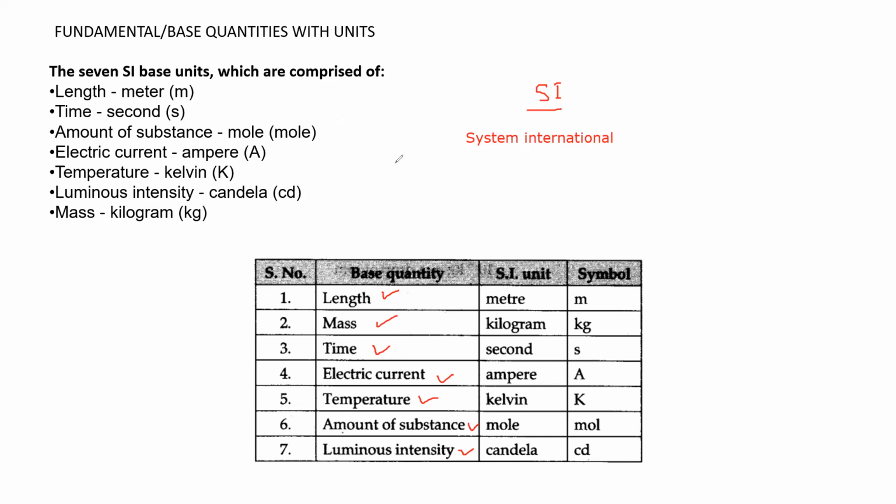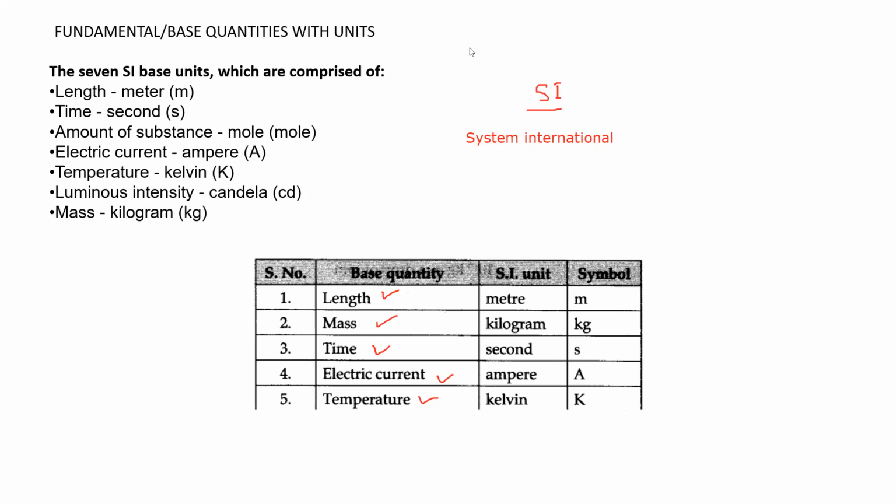There are 7, but you don't have to learn all 7. You just have to learn the first 5 of them with their units. You have to learn length as well as the unit of length. The SI unit, System International Unit, is the meter. Length can be in kilometer, millimeter, or centimeter, but these are not the SI units. The SI unit of length is only the meter. So if in a question a length is given in kilometer, millimeter or centimeter, you always have to convert the length into meter.